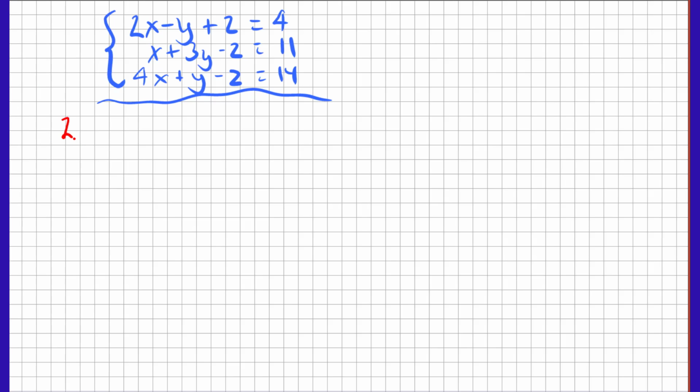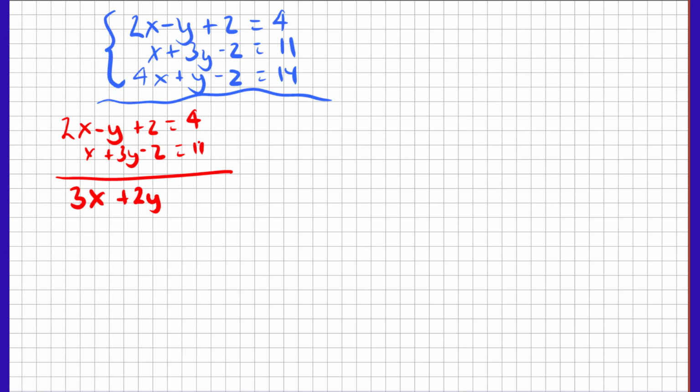So we've got 2x minus y plus z equal 4. And then we've got x plus 3y minus z equal 11. All right, I'm going to add. So I've got 2x plus x. That gives me 3x. And then I got minus 1y plus 3y. That's plus 2y. 11 plus 4 is 15. All right, so I've got a new equation. I've got 3x plus 2y equal 15.